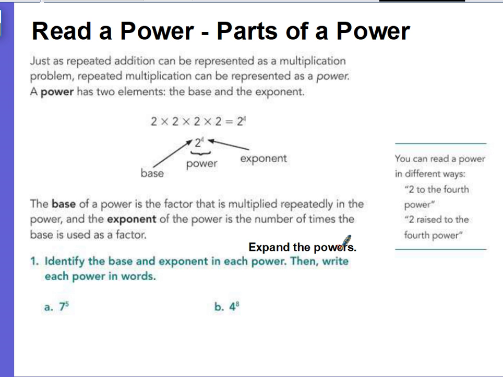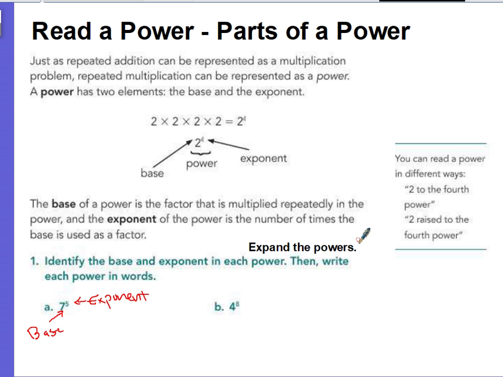We're also going to expand the powers and then write each power in words. I'll do the first one and then you'll do the second. So here's 7 to the 5th power. Just like how the larger number over here is the base, the larger number here is 7. So 7 is the base. And the exponent is the small number in the upper right-hand corner. That's the exponent. So the whole thing altogether is called a power.